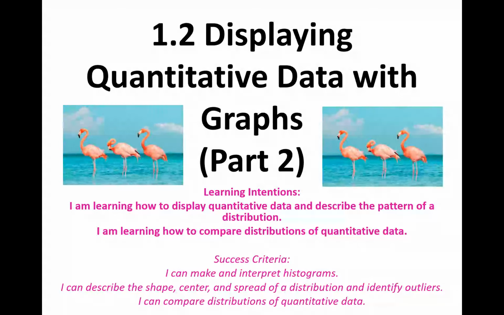So our learning intentions for today: I'm learning how to display quantitative data and describe the pattern of a distribution. And also we have a second one today: I'm learning how to compare distributions of quantitative data. Our success criteria: I can make and interpret histograms. I can describe the shape, center, and spread of a distribution and identify outliers. And finally, I can compare distributions of quantitative data.